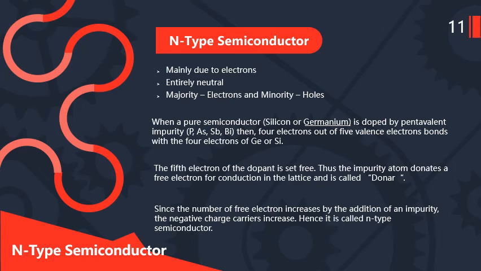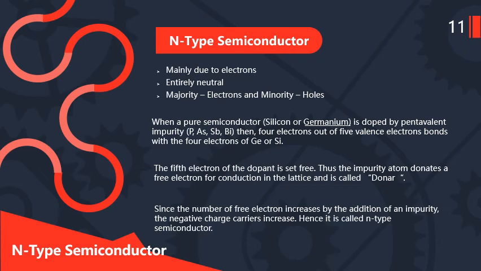In an N-type semiconductor material, the majority carrier is, मेजॉरिटी कैरियर वो होते हैं जो कि ज़्यादा अमाउंट में पाए जाते हैं किसी मटेरियल में, उसको हम मेजॉरिटी कैरियर बोलते हैं. माइनॉरिटी कैरियर जो कि कम अमाउंट में पाए जाते हैं. So in an N-type semiconductor material, the majority carrier is electron and the minority carrier is hole.